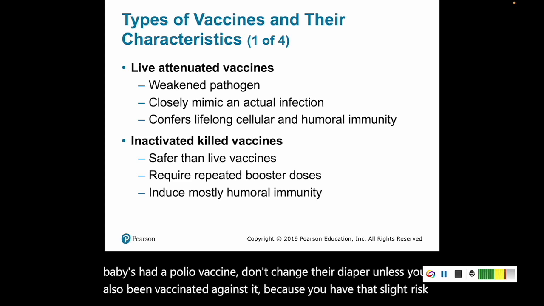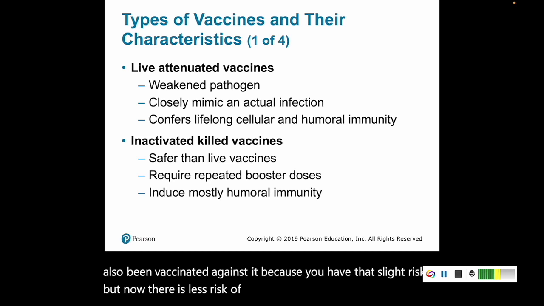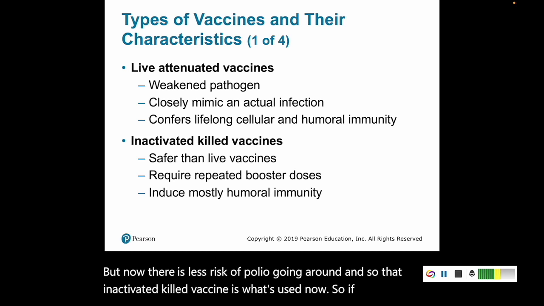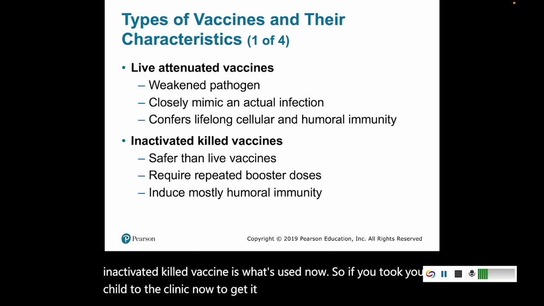But now there is less risk of polio going around. And so that inactivated killed vaccine is what's used now. So if you took your child to the clinic now to get a polio vaccine, they'd have an injection in their arm of this killed vaccine.